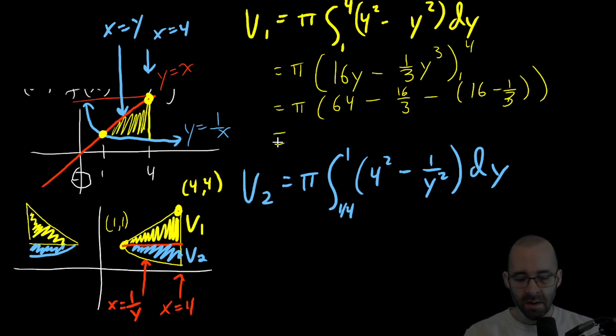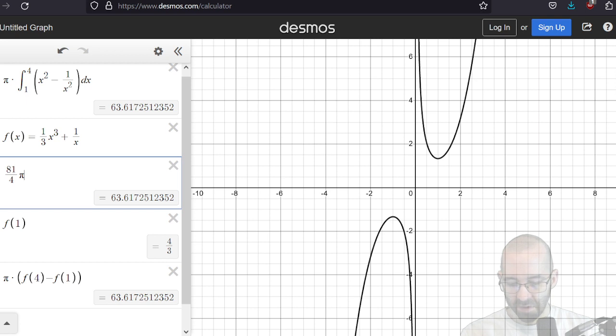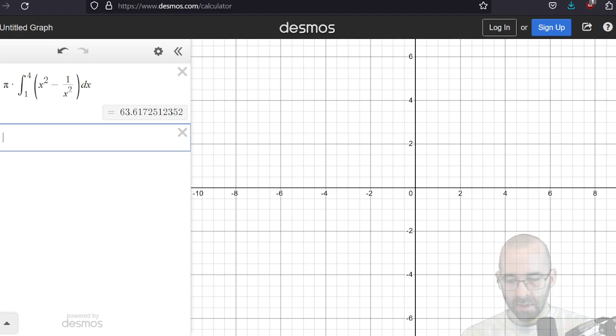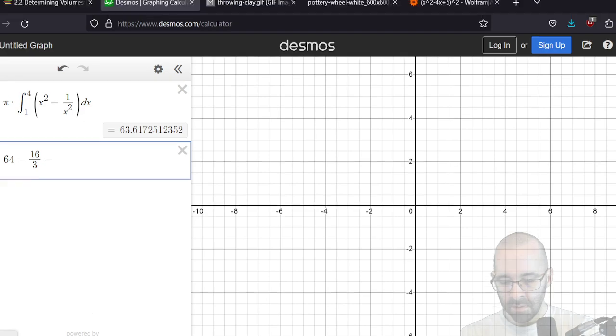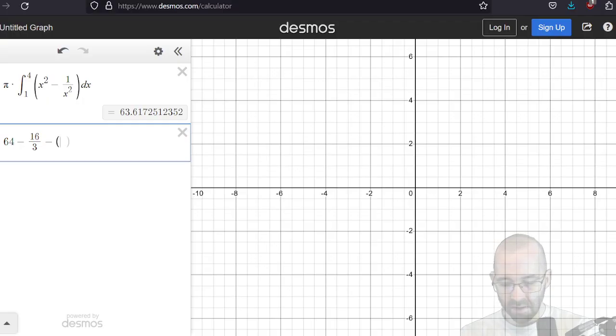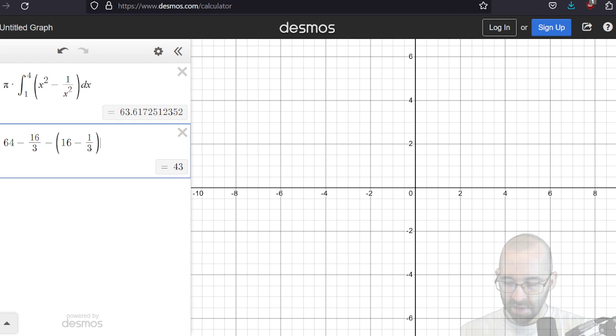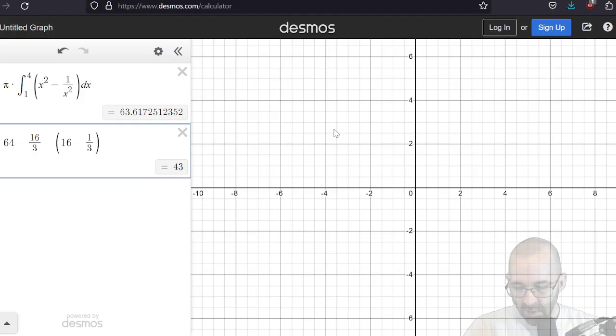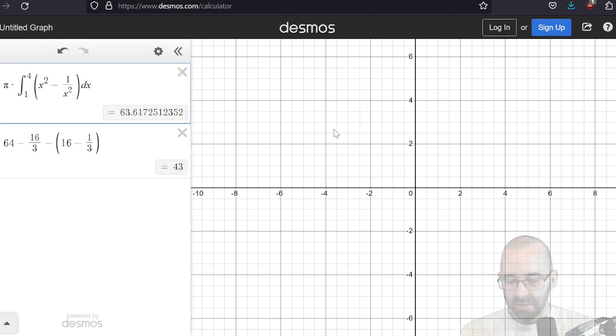And you could simplify that out. And I will use a calculator this time, just to save some time. 64 minus 16/3 minus 16 minus 1/3 is 43. Huh. Okay, 43 pi. That seems huge. So I'm going to check my answer.